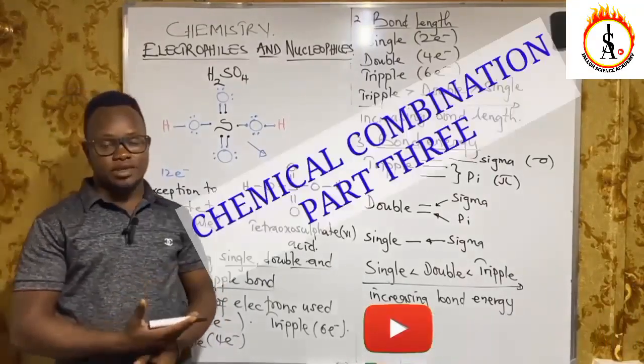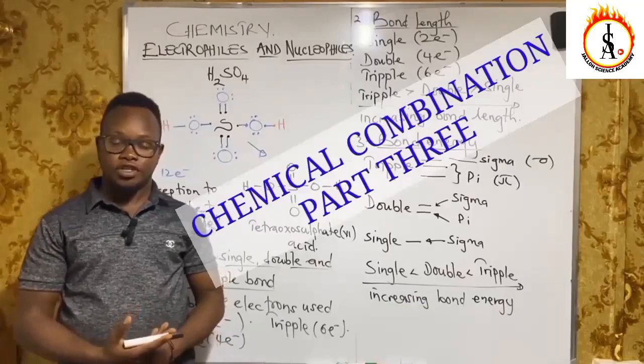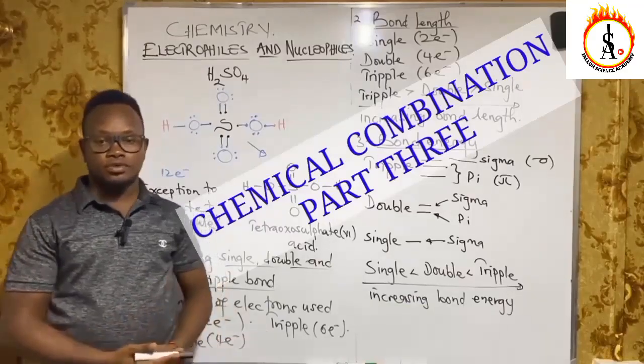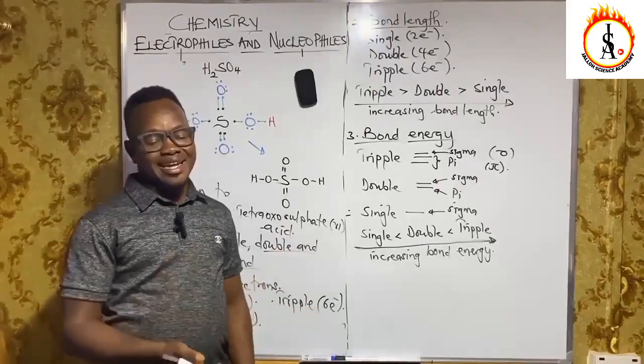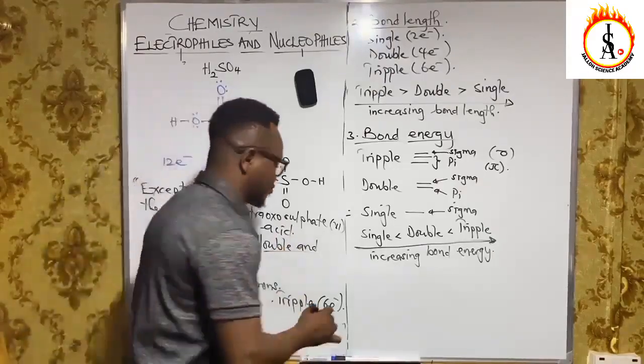Of course, this is part 3 of our chemical combination video. And in this video, we'll be looking at ionic character in covalent bonds.